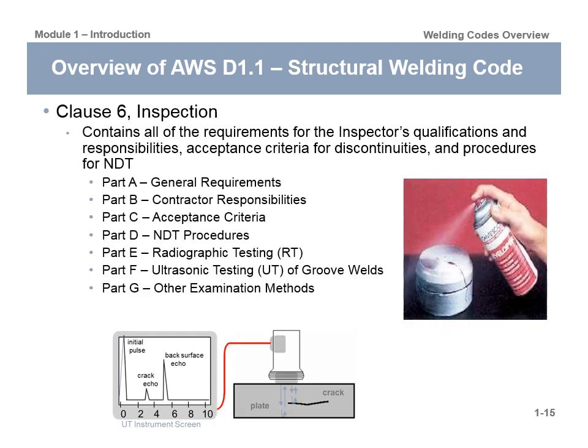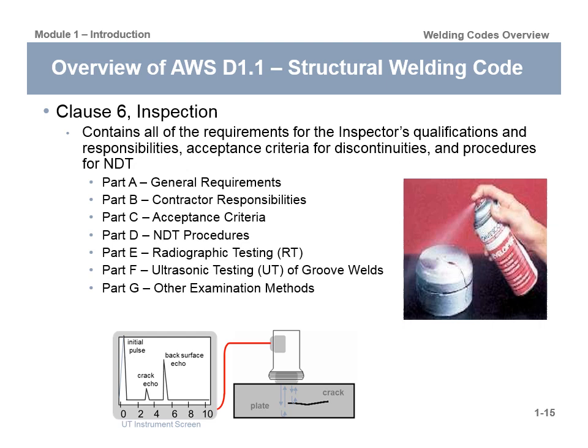Clause 6 is inspection. This contains all the requirements for the inspector's qualifications and responsibilities, acceptance criteria for discontinuities, and procedures for NDT. Part A is the general requirements. Part B is the contractor responsibilities. Part C is acceptance criteria. Part D is the NDT procedures. Part E is radiographic testing. Part F is ultrasonic testing of groove welds. Part G is other examination methods.